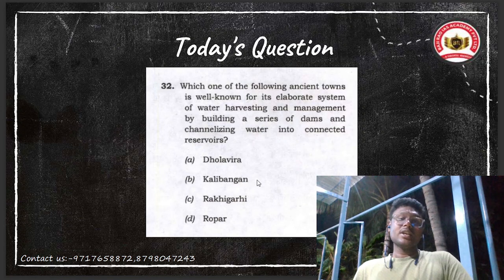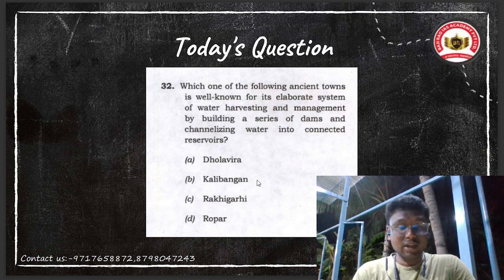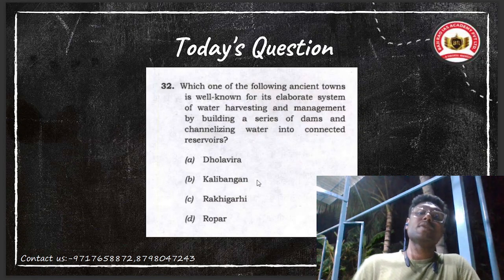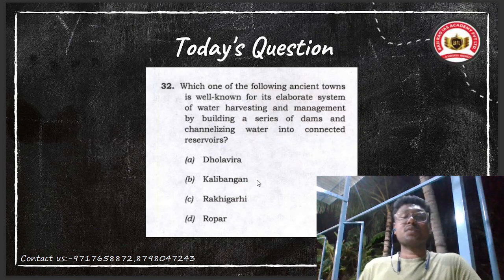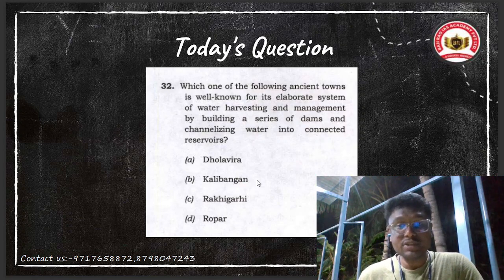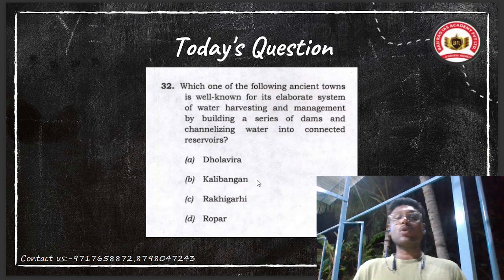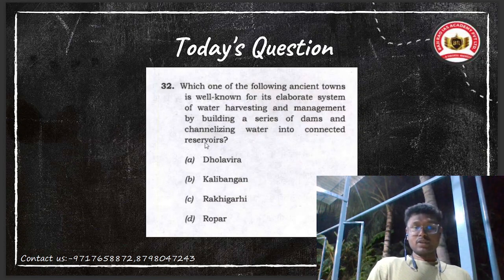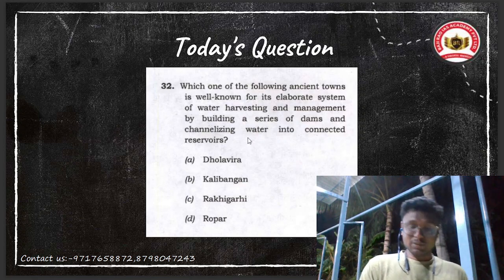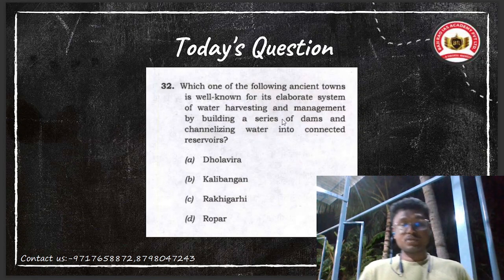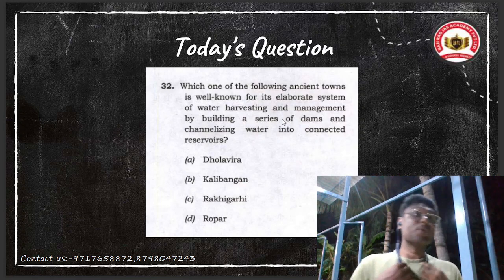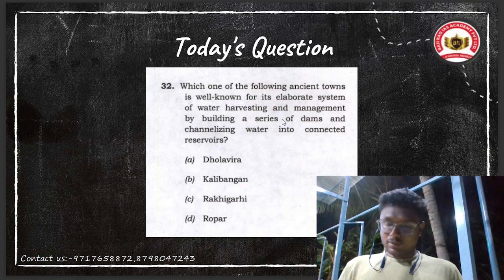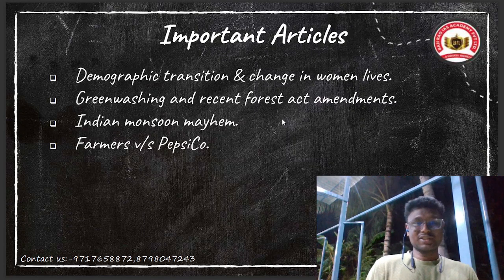Okay guys, this is today's question. It is also a direct question from the NCERT. Which one of the following ancient towns is well known for its elaborate system of water harvesting and management by building a series of dams and channelizing the water into connected reservoirs? See, guys, this is the very important keyword: dams and reservoirs. So, option A, Dholavira; option B, Kalibangan; option C, Rakhigarhi; option D, Ropar. See, guys, try to give the answer in the comment section. We will discuss the answer in tomorrow's discussion.